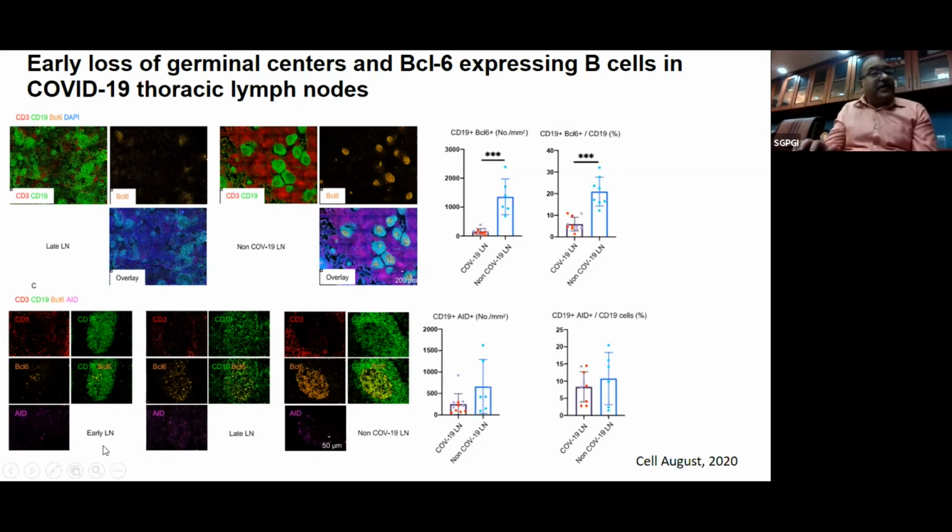They looked at patients who died early, within 7 days after admission, and again they found the same: the BCL6 expression was much less as compared to the non-COVID. You can see the BCL6 expression here, and you can see the BCL6 expression here. Hardly any. As represented in a bar diagram, COVID-19 patients who died late or early had very limited expression of BCL6 in their lymph nodes.